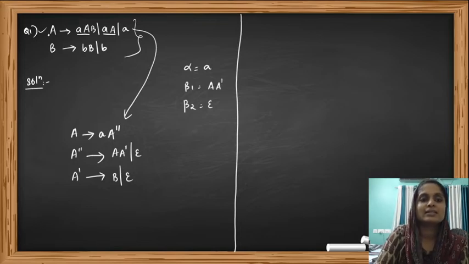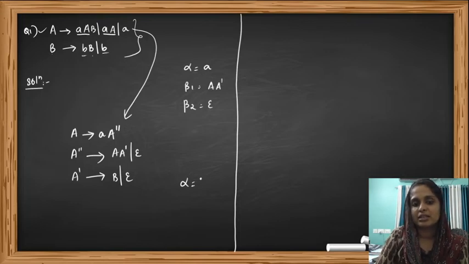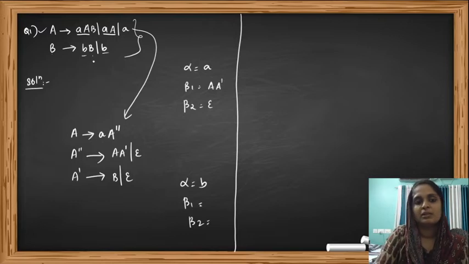Okay. Now let's consider the B production. B produces small letter b, capital B bar, small letter b. So what will be the value of alpha here? Here the value of alpha is small letter b. Now what are the values of beta 1 and beta 2? Beta 1 is capital B and beta 2 is epsilon. And there is no gamma, so we don't consider gamma.